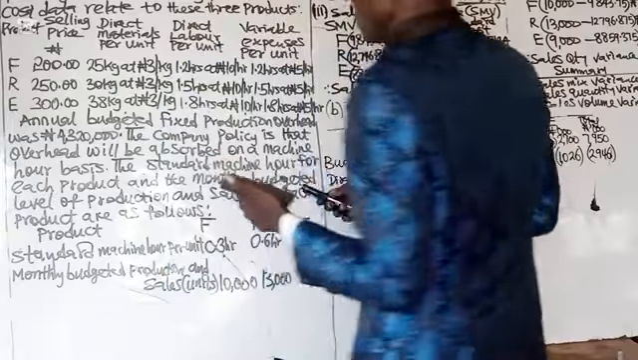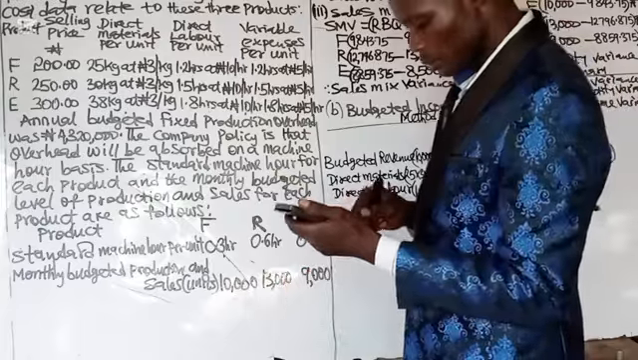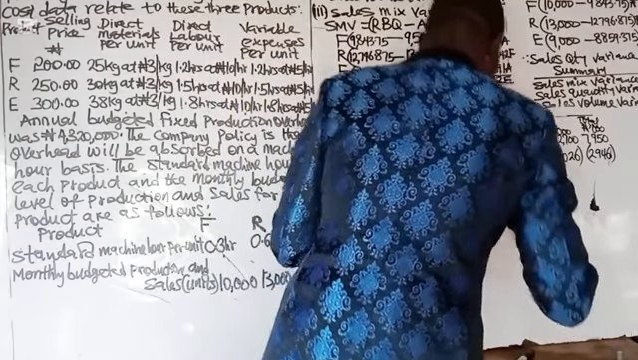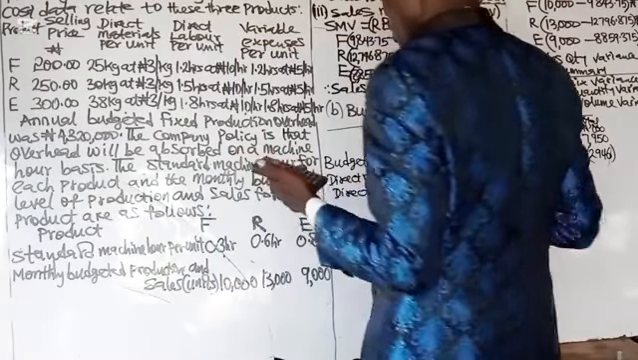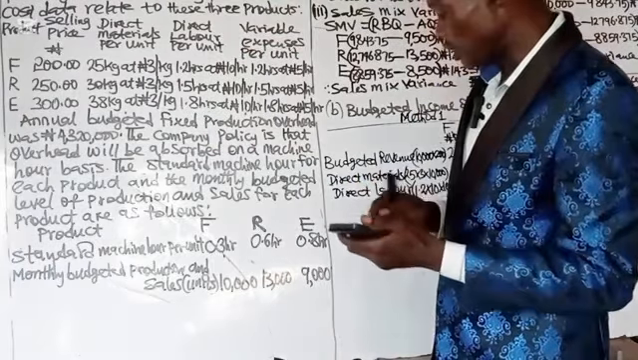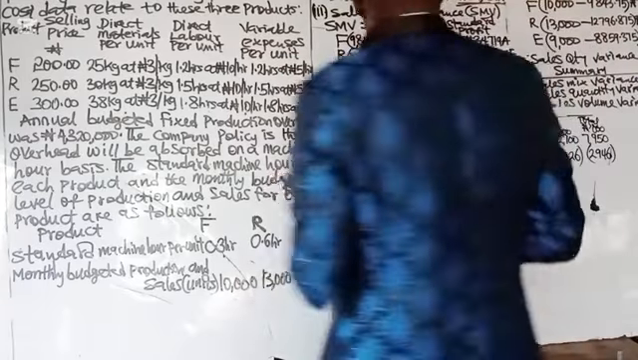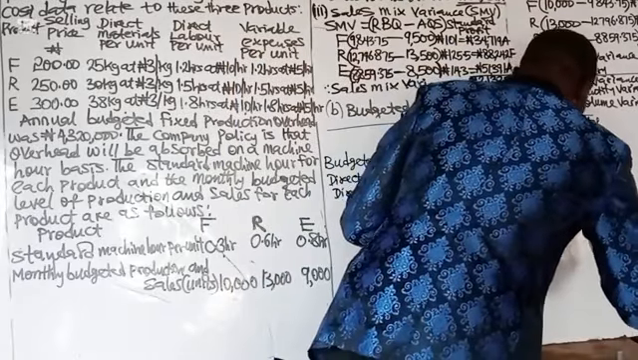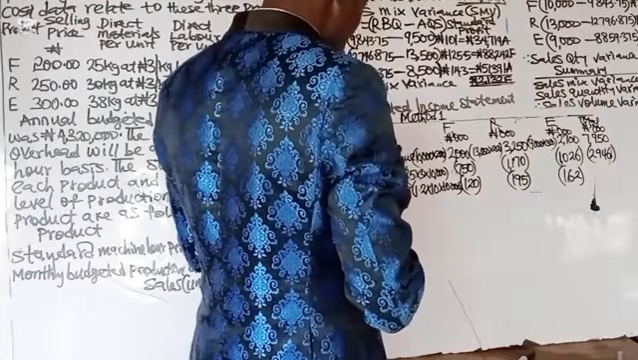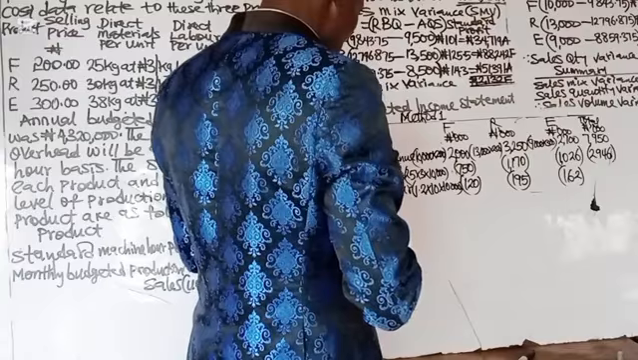Then for R, 1.5 times 10, that is 15. 15 times 13,000 gives us 195,000. Then for E, we have 1.8 times 10, which is 18. 18 times 9,000 gives us 162,000. Total for the 3: 162 plus 195 plus 120, then we have 477.